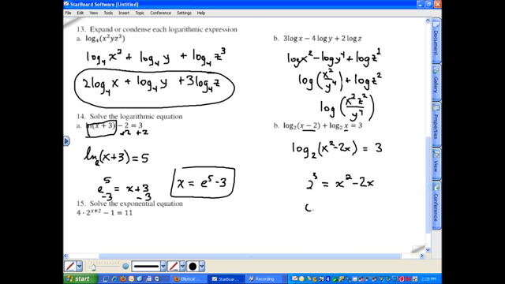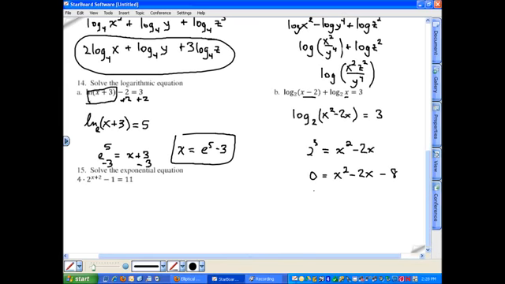Now if we set this equal to 0, by subtracting 2 to the third, which is just 8, so subtract 8 on the other side, factor, and the two zeros, or the two solutions, are x equals 4 and x equals negative 2.